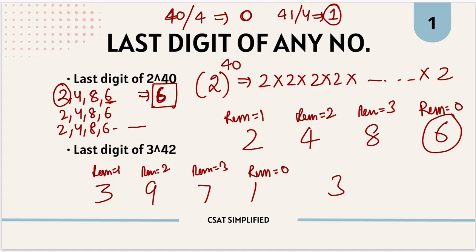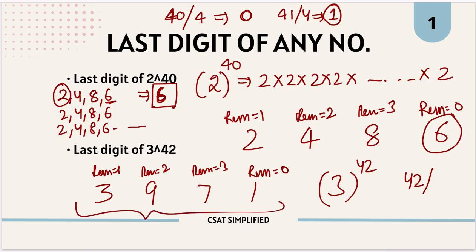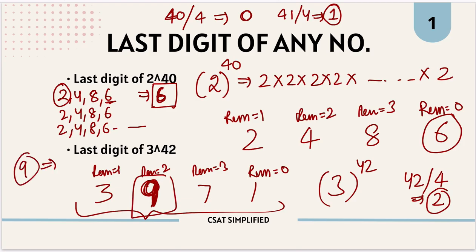Now, they are asking for 3 raised to power 42. Now, 42 divided by, how many repeating patterns are there? 4. So, 42 divided by 4, I am left with remainder as 2. So, what is remainder 2? That is 9. So, my answer is 9. Correct? So, the last digit of 3 raised to power 42 is 9. Easy? This part is clear.